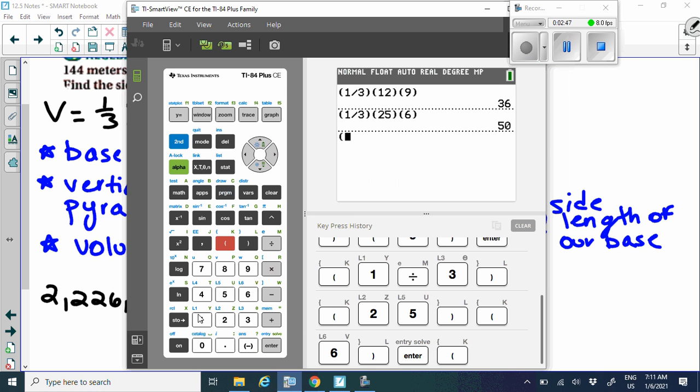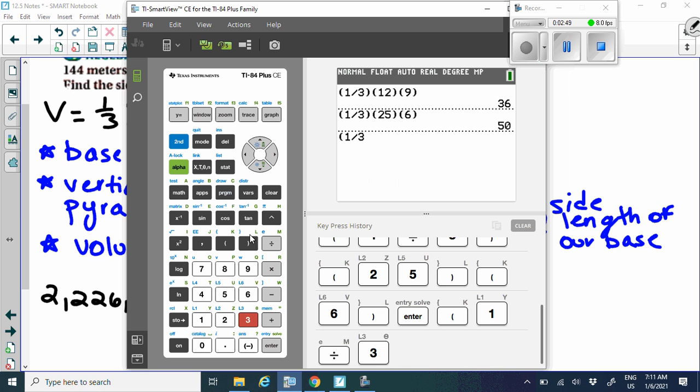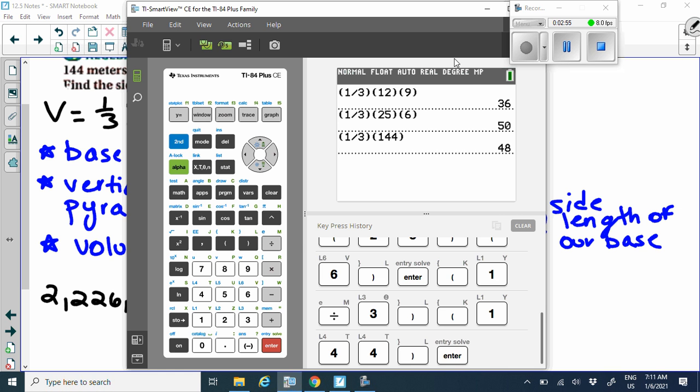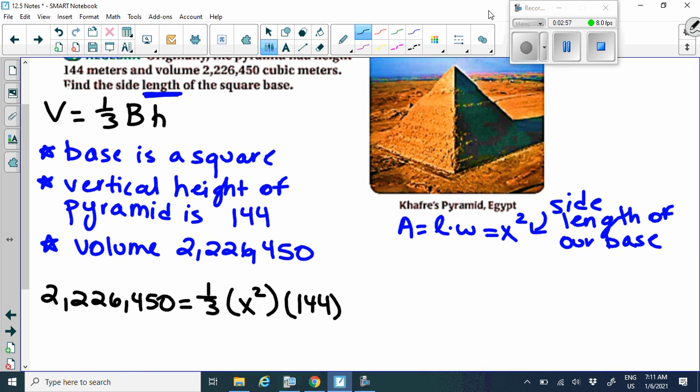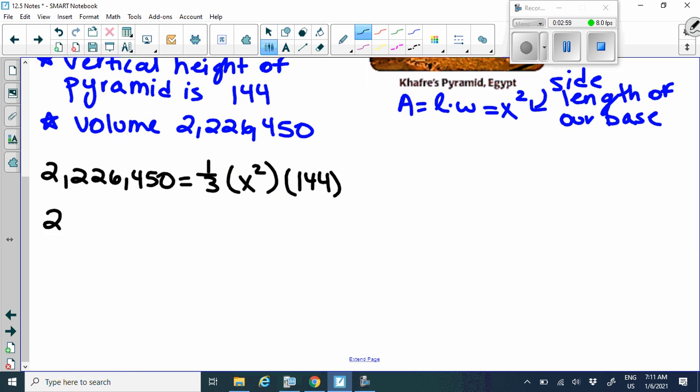So in my calculator, I'm going to do 1 divided by 3, and don't forget to put that in parentheses, and then times 144. We get 48. So now we have 2,226,450 equals 48x squared. Now the idea is that we're trying to get x squared all by itself. So in order to do that, I need to divide both sides by 48.